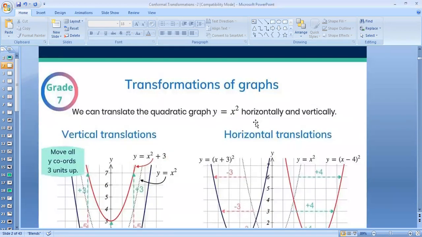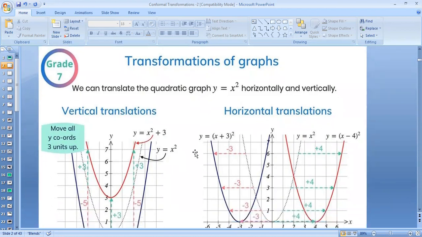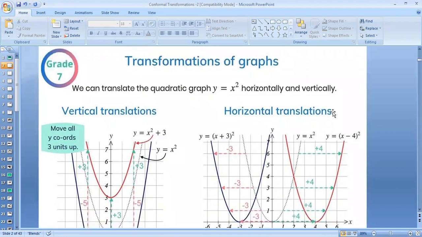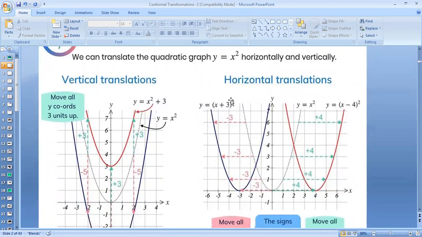Okay, transformation means you must know from our earlier classes at SSC and HSC level about transformation. There are two types of transformation: one is vertical transformations and the other is horizontal transformations. When we are given any function y equals x square, horizontal means the x-axis, and vertical means the y-axis.